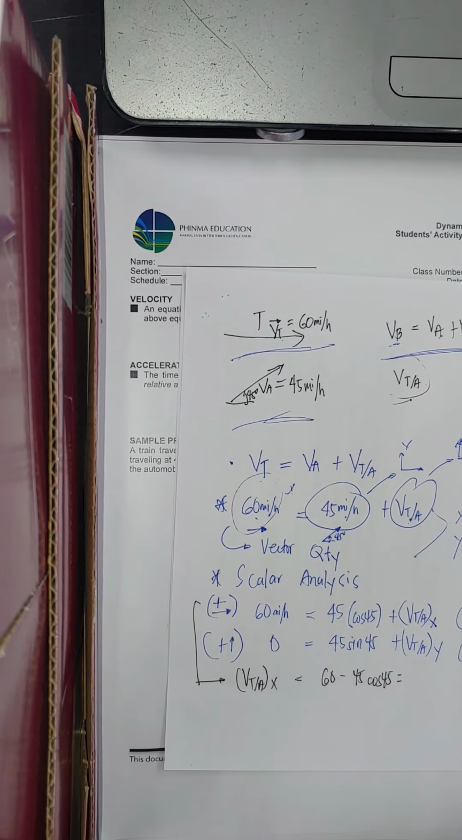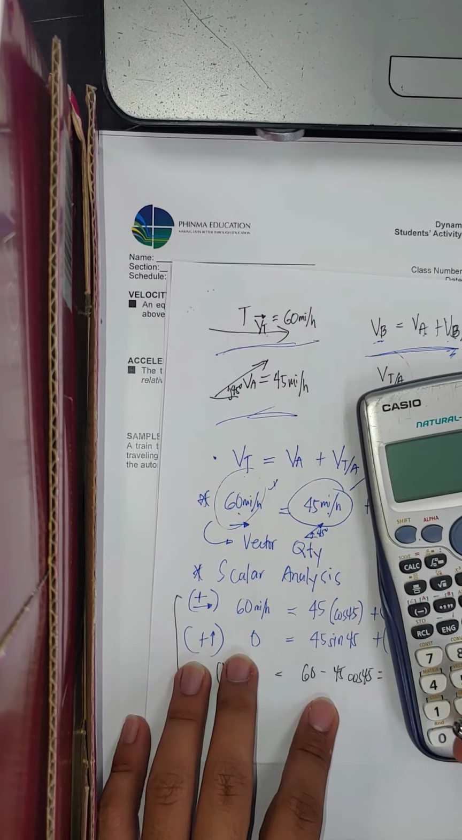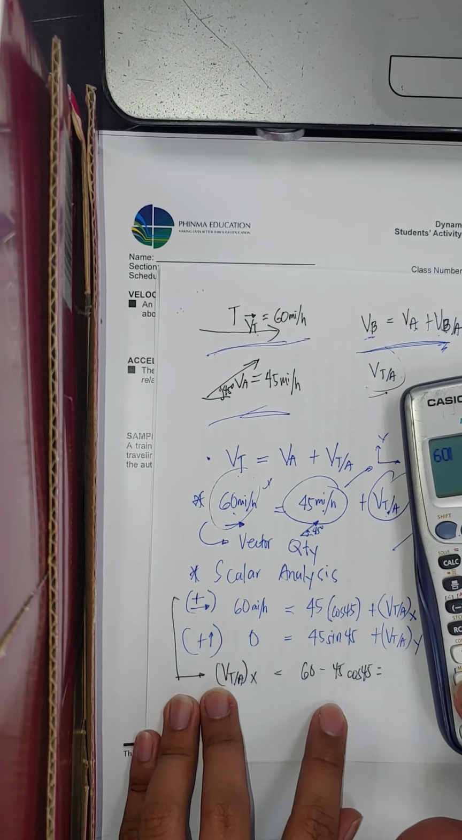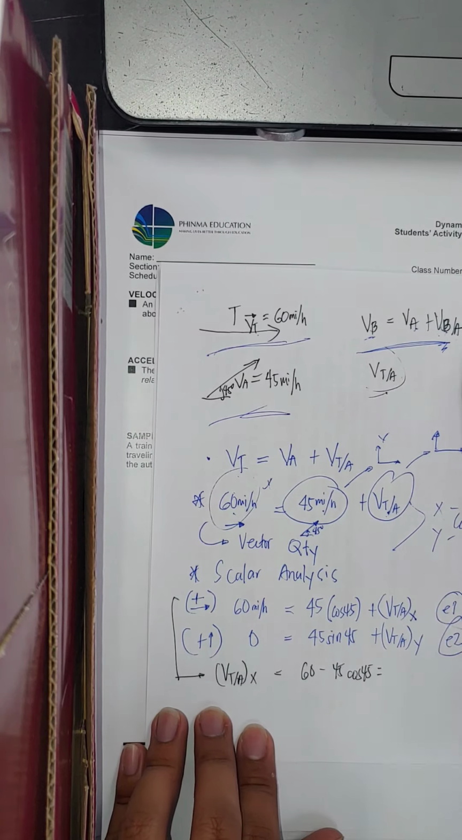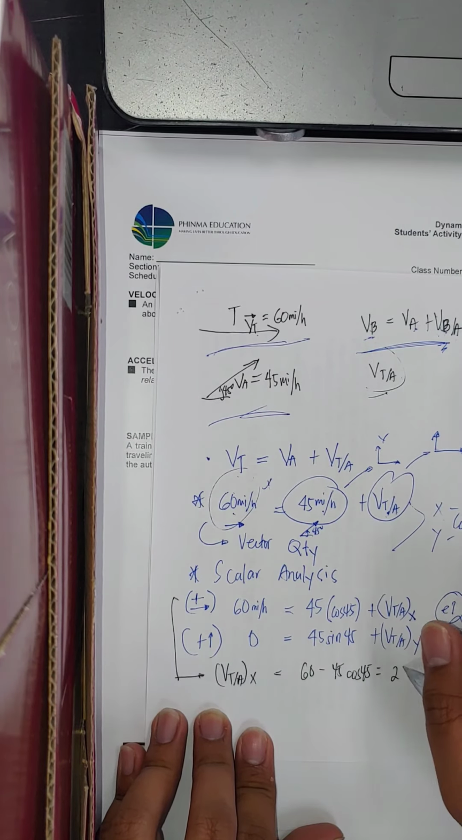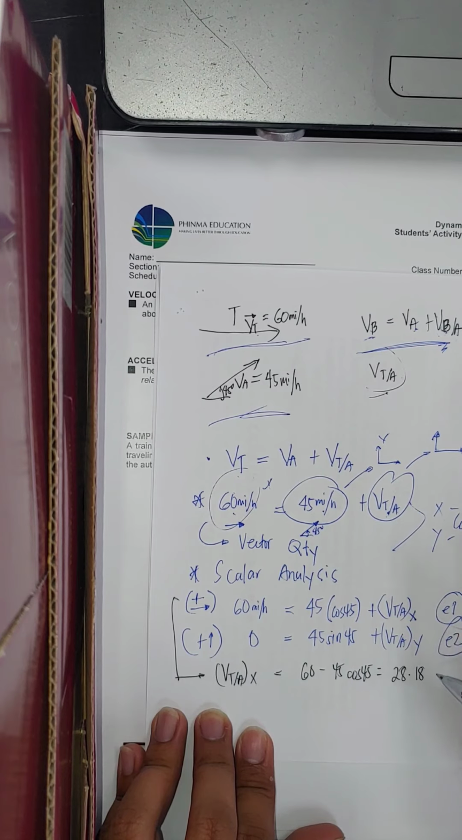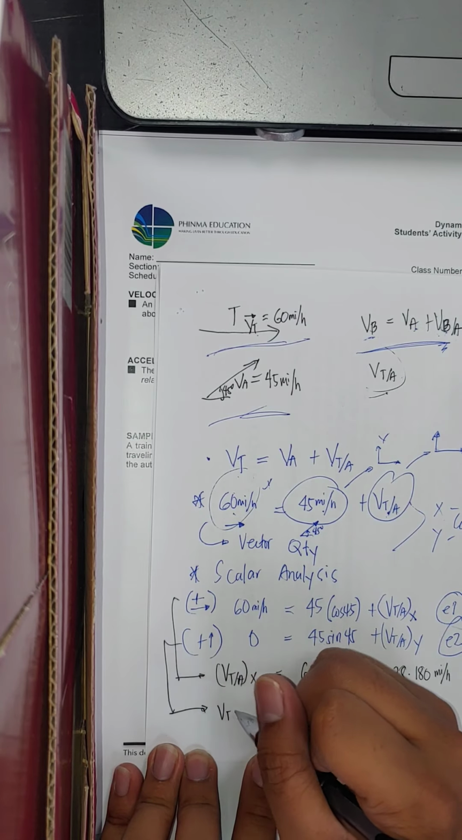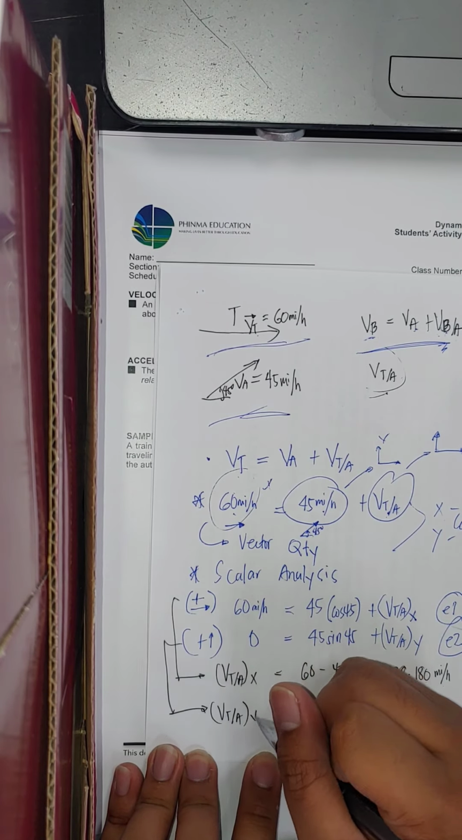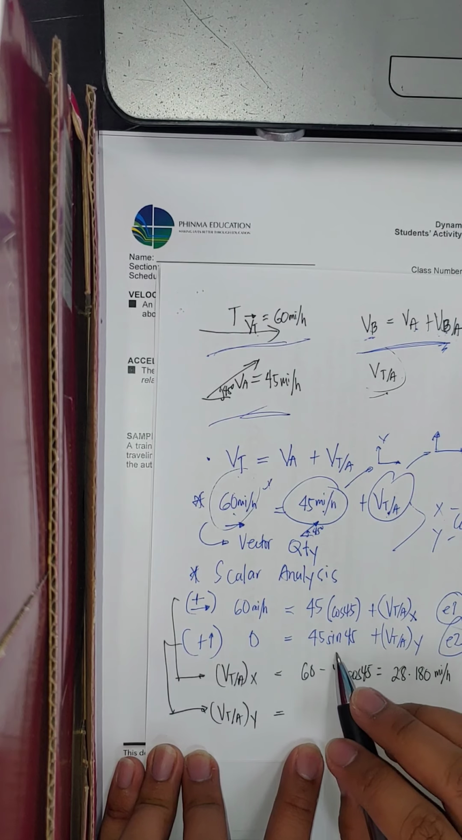So that is equal to 60 minus 45 cosine 45. That is equal to 28.180 miles per hour. And then for this second one, the velocity of the train with respect to the automobile along y is just equal to this one.